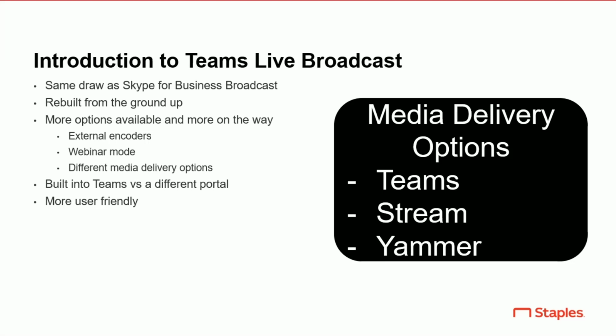However, there's more options available. External encoders. Because we have a full-blown production studio, we don't want to go through their filters and their encoders, because it makes a mess of what we've already perfected. The external encoders will allow us to use a third party to push what we want straight through to the Office 365 Teams broadcast service directly. In fact, we are about to do that starting this week.